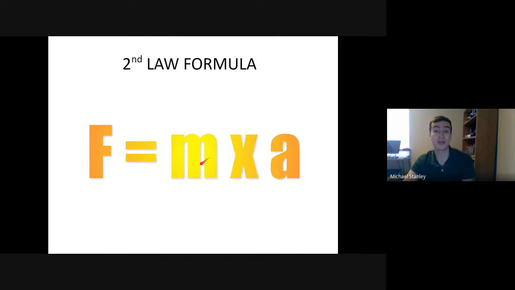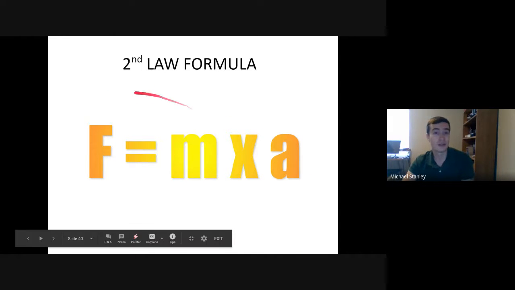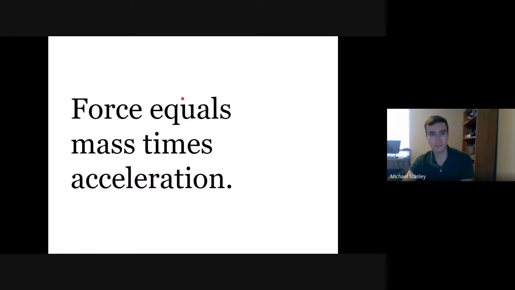So F equals m times a, or F equals ma. Force equals mass times acceleration is the formula for the second law of motion. Force equals mass, so the weight of something, times acceleration. How fast is it speeding up or slowing down?